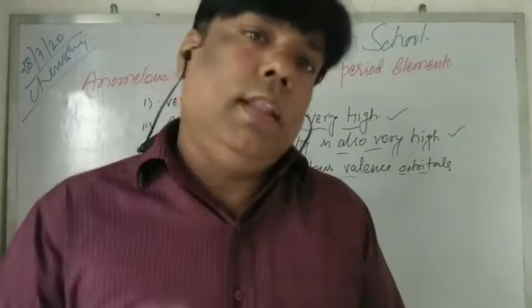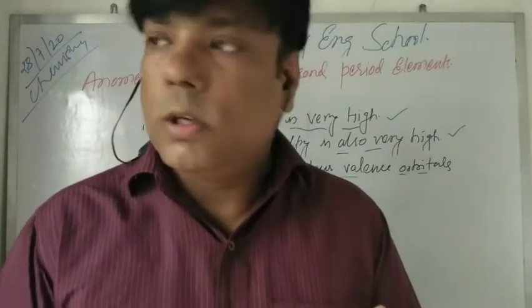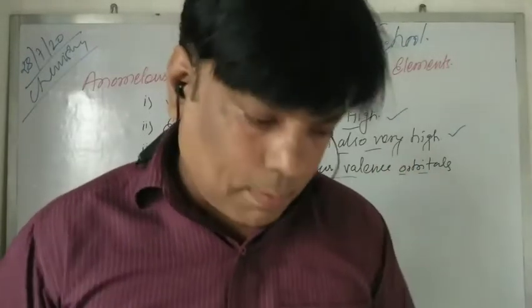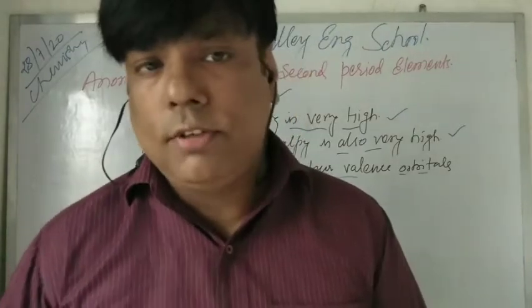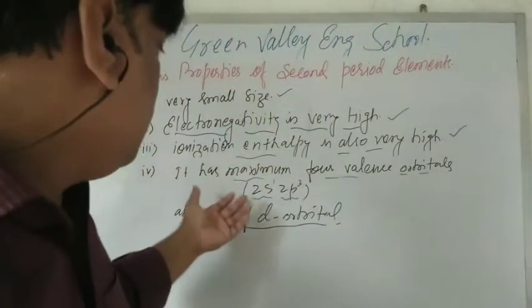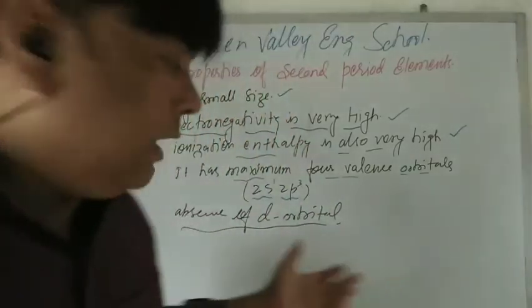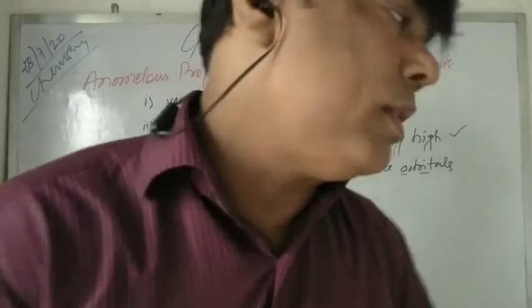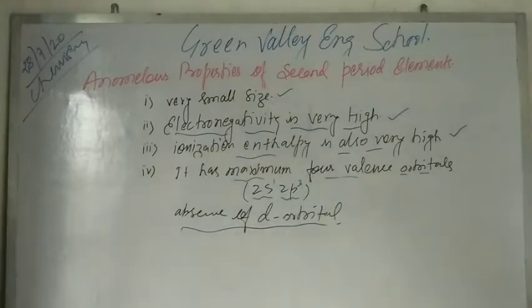First member of any group shows anomalous behavior. Anomalous behavior means behavior which is different from other members. First member has very high electronegativity, very high ionization enthalpy, very small size, and absence of d orbital. These 4 points are our anomalous properties of element.